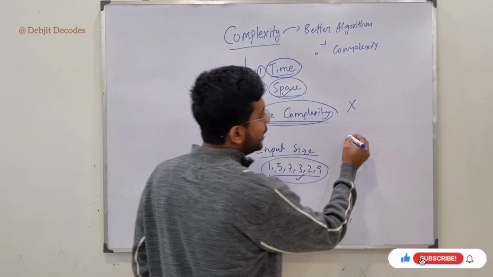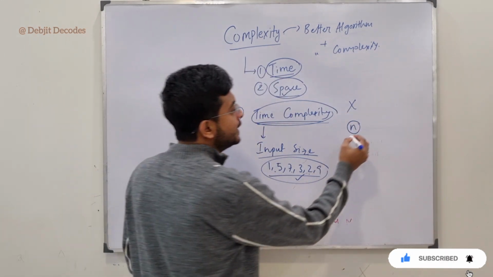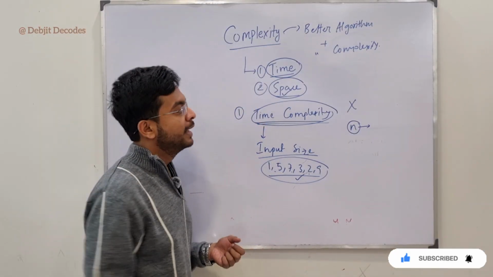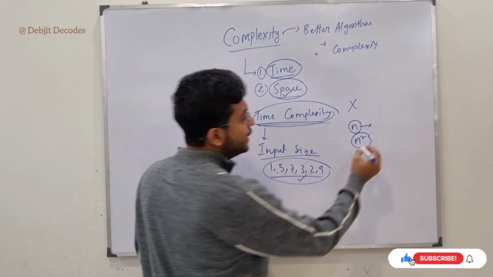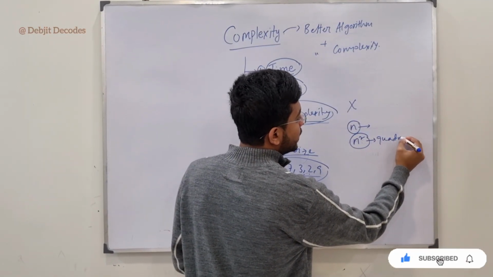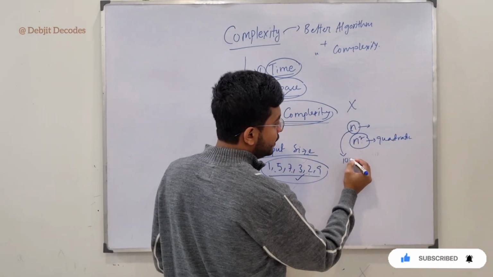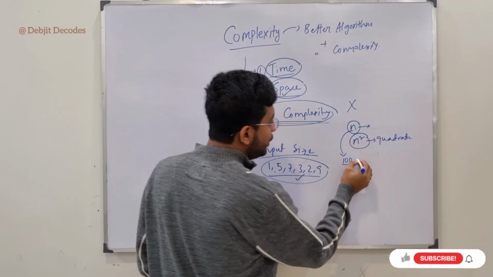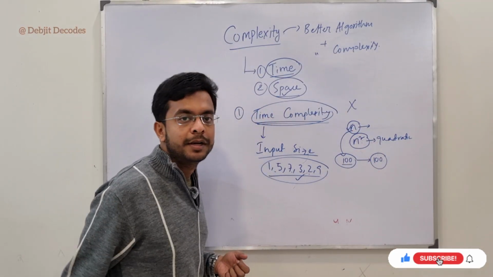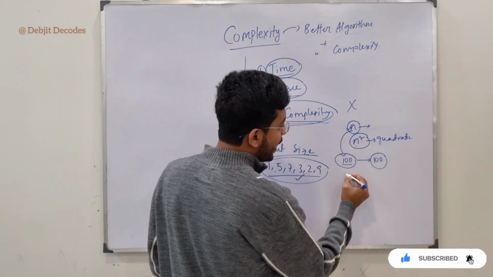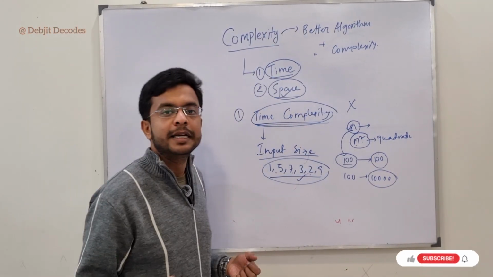So how can we write that? For example, if the time complexity is n, what do I mean by n? It is taking linear time. If I write it as n square, what do we mean by n square? It is taking quadratic time. So what do I mean by this? Suppose the input size is 100. For n, the time complexity will be around 100. But for n square, for 100, it will be 10000. See how drastically it changes.